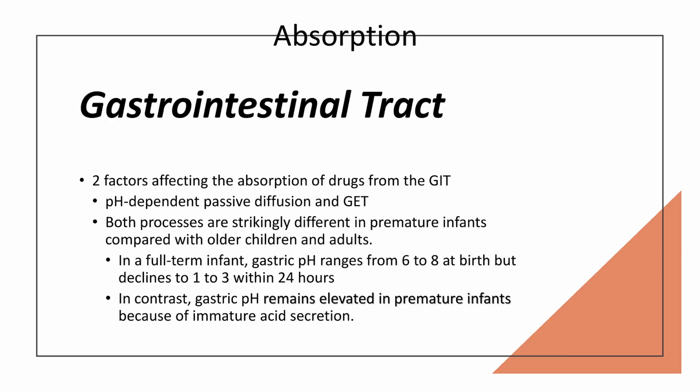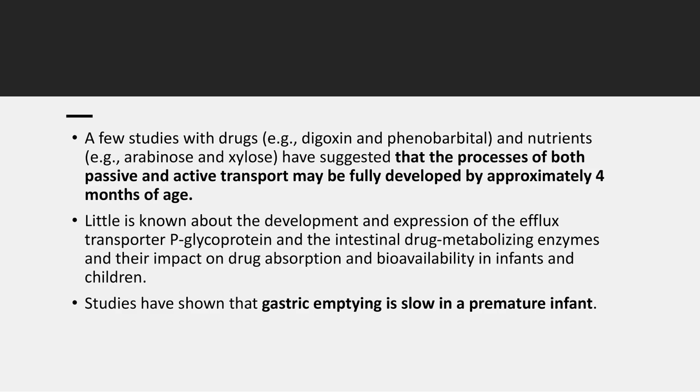These developmental differences can significantly affect drug solubility, stability, and overall absorption in the gastrointestinal tract. A few studies involving drugs such as digoxin and phenobarbital, as well as nutrients like arabinose and xylose, suggest that both passive and active transport mechanisms in the gastrointestinal tract may be fully developed by approximately 4 months of age. This indicates that drug absorption processes mature significantly during early infancy.